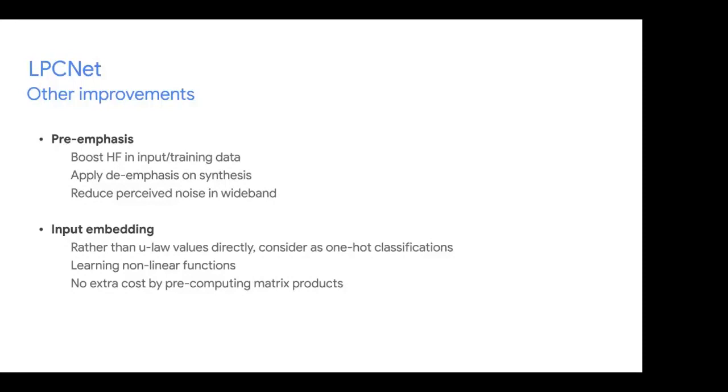Instead of trying to predict the actual mu-law values or represent them, we do an input embedding. The input is embedded so that you can pre-compute the matrix products. It's just a simplification to make it faster. And the bonus is that, since you have this embedding, the network will learn the mu-law linear function a little bit.